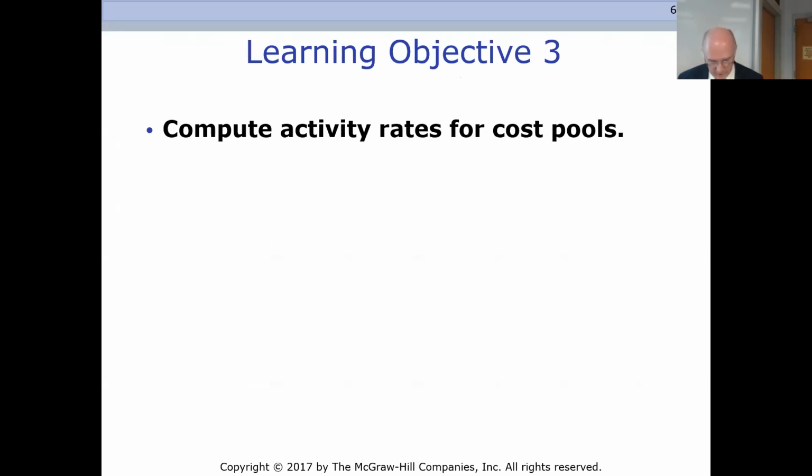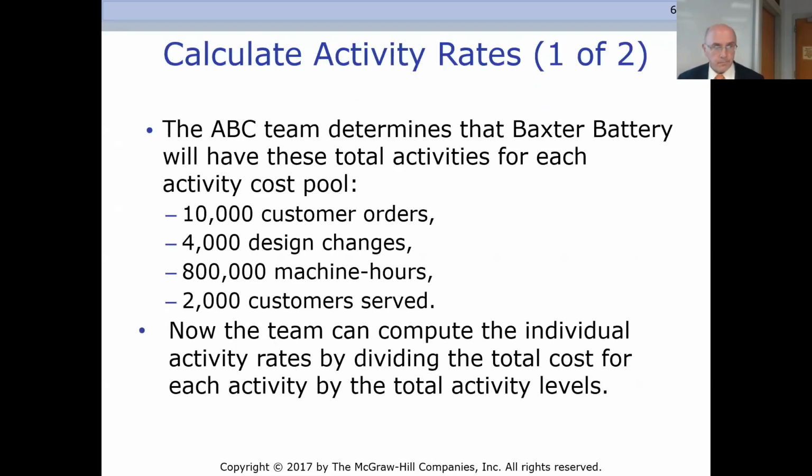So compute activity rates for cost pools. The activity-based costing team determines that Baxter Battery will have these total activities for each activity cost pool. They have 10,000 customer orders. Oh, you're probably going to want to divide some dollar amount by 10,000 for that, right? The cost of customer orders divided by 10,000. The cost of design changes divided by 4,000. The machine hour number divided by 800,000. And the cost of customer served divided by 2,000. And you get some number.